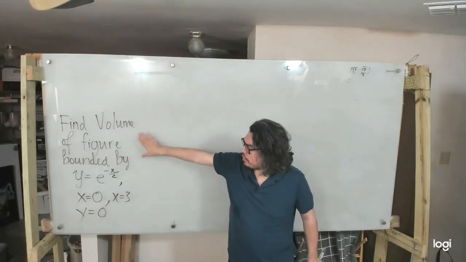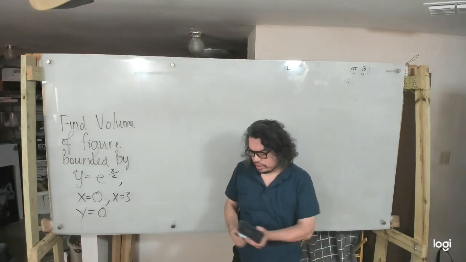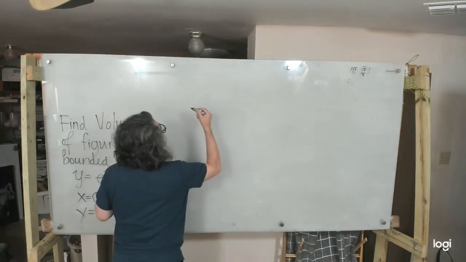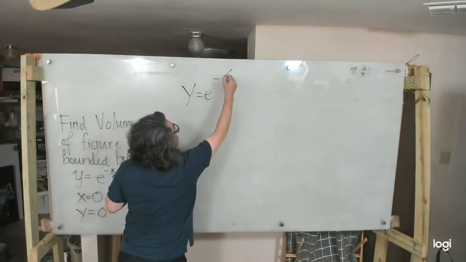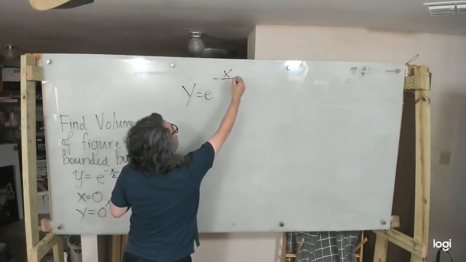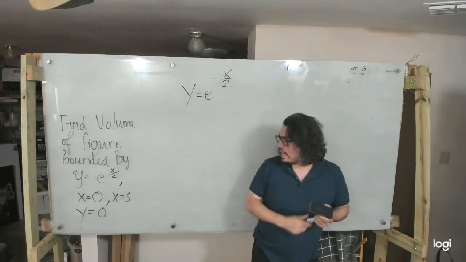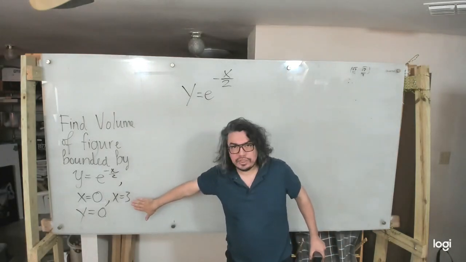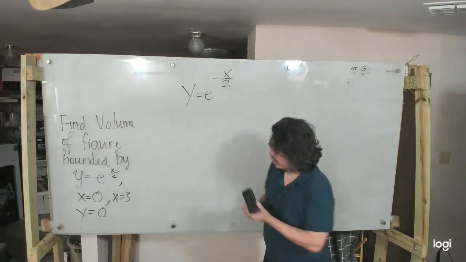We're going to find the volume of the figure bounded by y equals e to the negative x squared. Let me write that down here. y equals e to the negative, I'm sorry, not negative x squared, negative x over 2. I apologize about that. And also x equals 0 and x equals 3 and y equals 0.